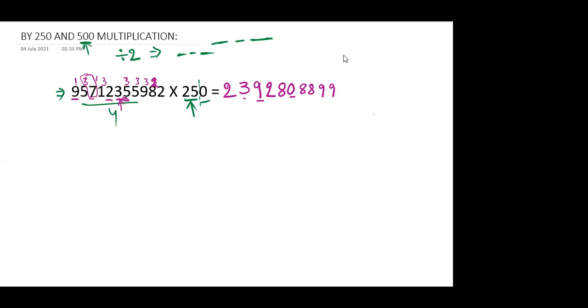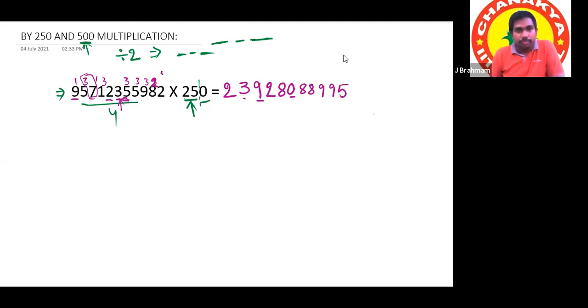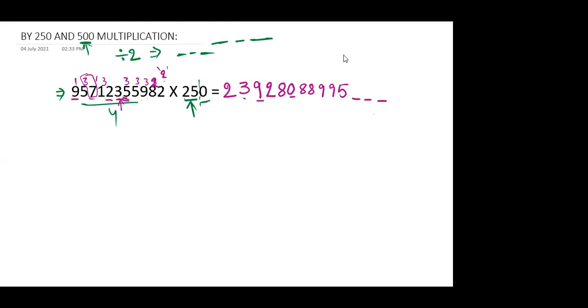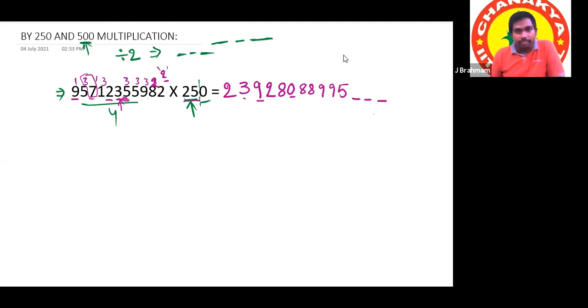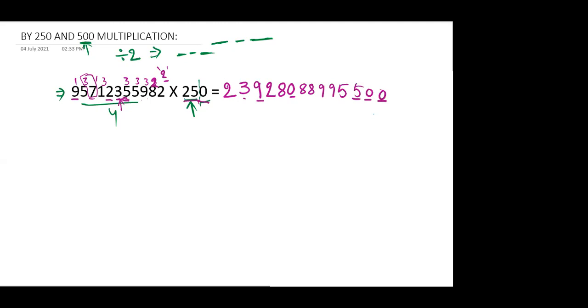In 22, how many times? 4 5s are 20. Final remainder is 2. If 2 is the remainder, the last 3 digits will be 2 into 250. So it will be 500. 500, sir.